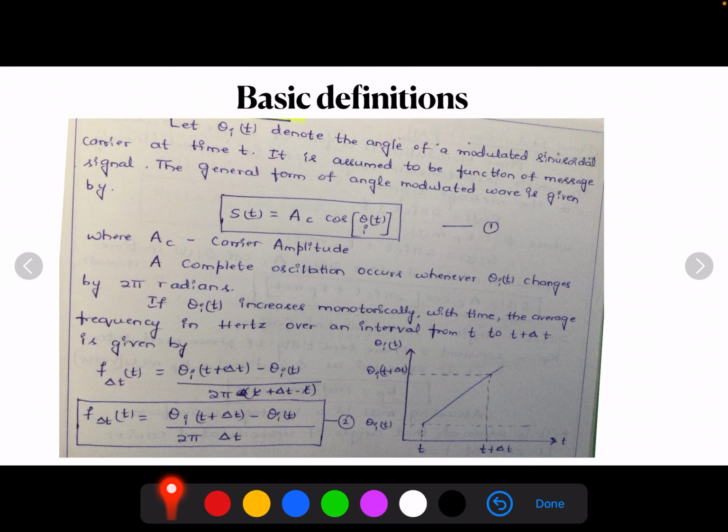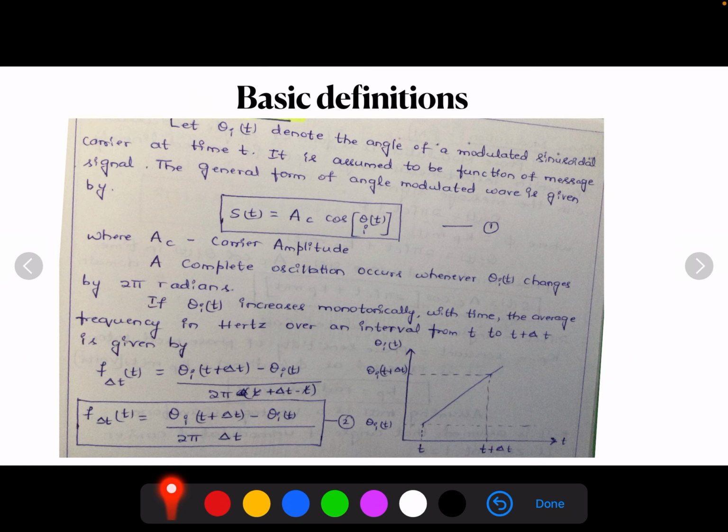We'll begin the study of angle modulation by writing the modulated wave in the general form, that is s(t) = Ac cos(θi(t)), where θi(t) is the angle of the modulated sinusoidal carrier signal at time t. We'll assume that the message signal is m(t). This is the general form of an angle modulated wave.